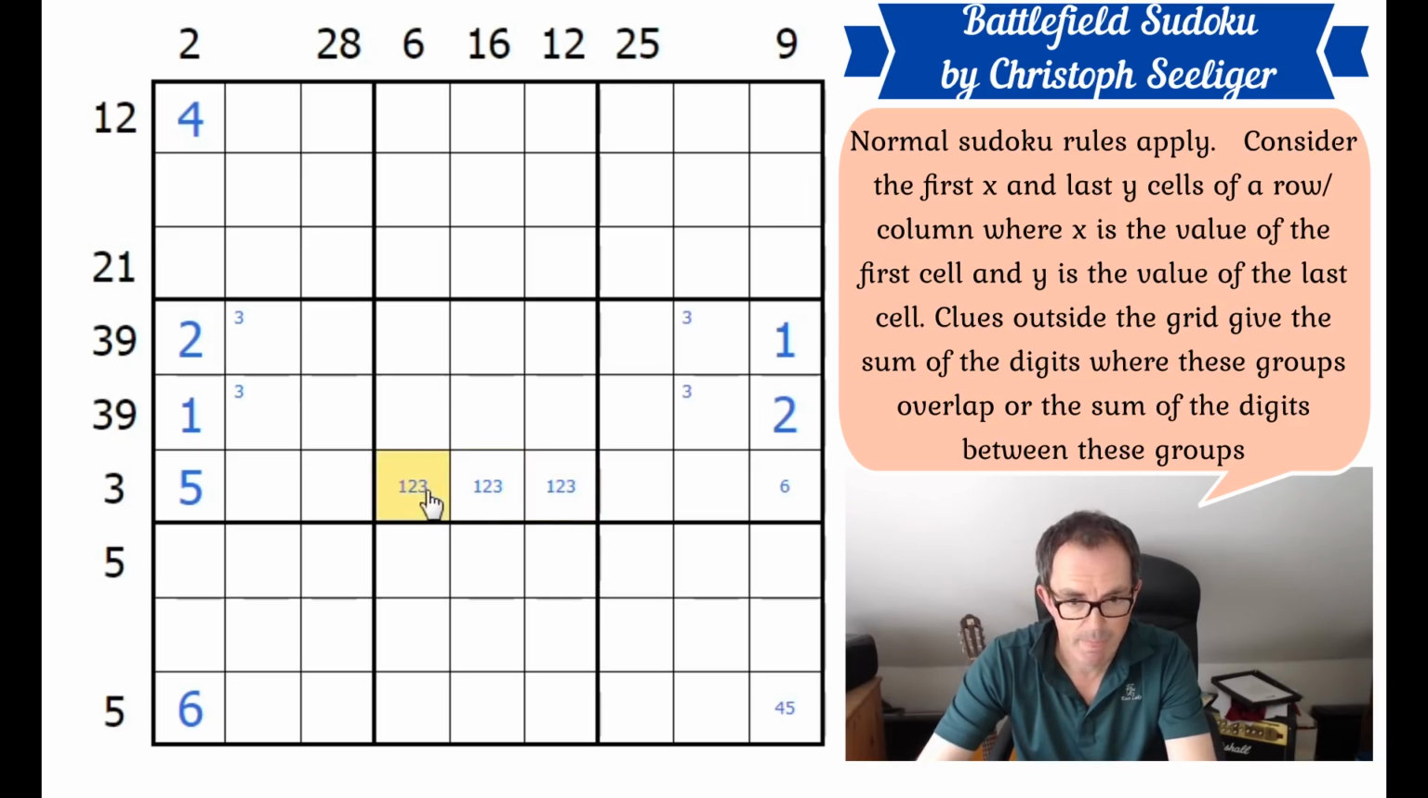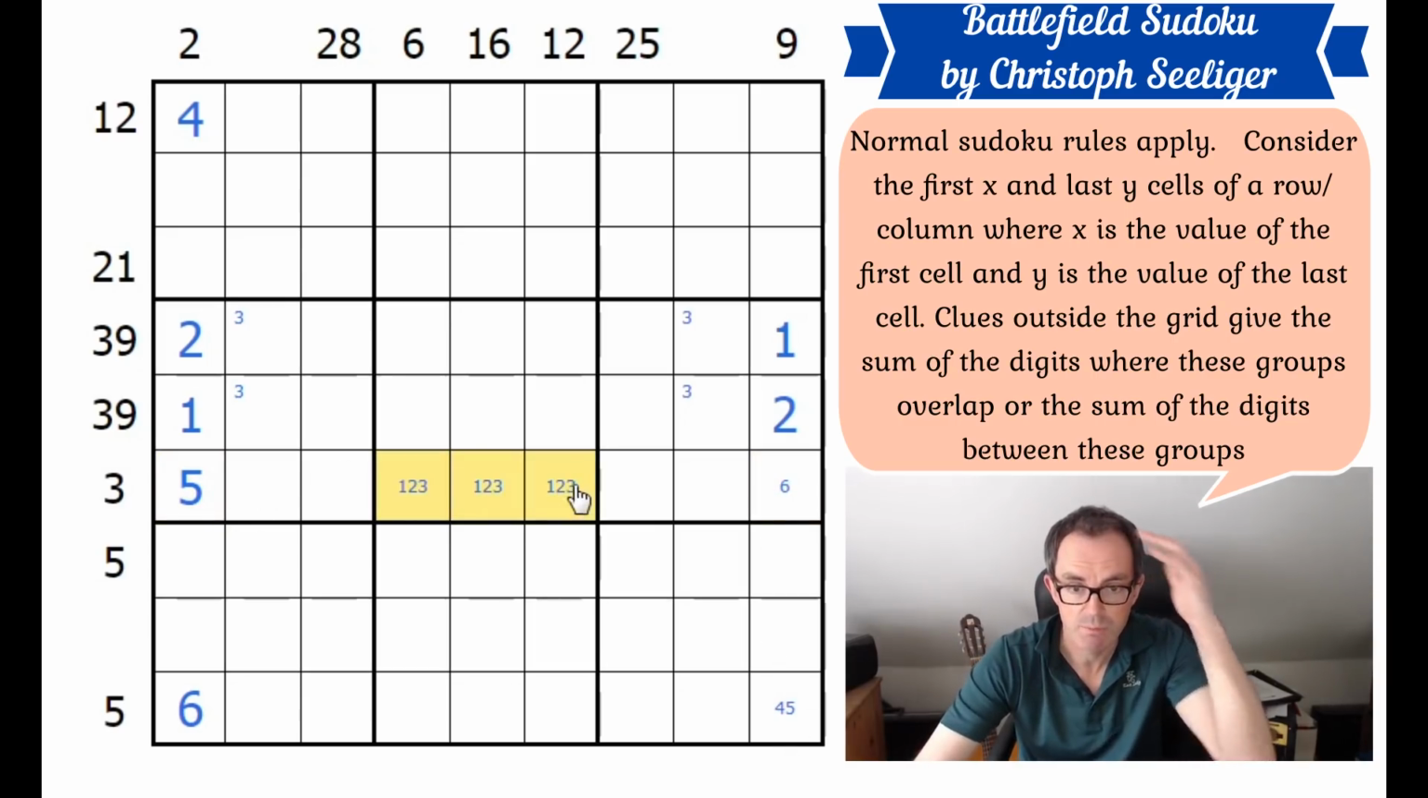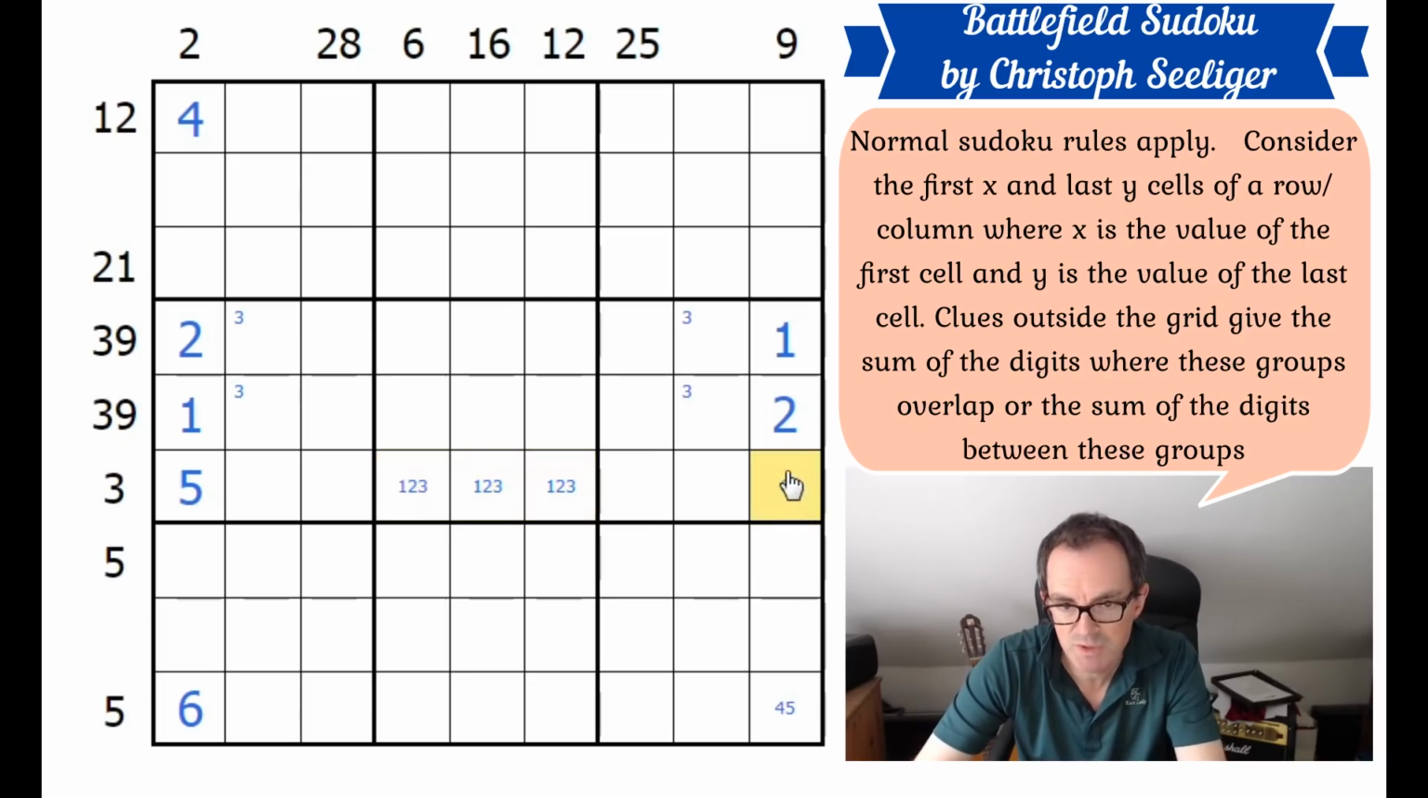Whoa. Now, if on the other hand this is a gap clue, it can't be a gap clue because that can't be a 3 because there's already a 3 in the row. And it can't obviously be a 1 or a 2 either. So this cannot be a gap clue. This must be an overlap clue. This must be a 6. These are 1 and 2, and this is a 3. Good grief.